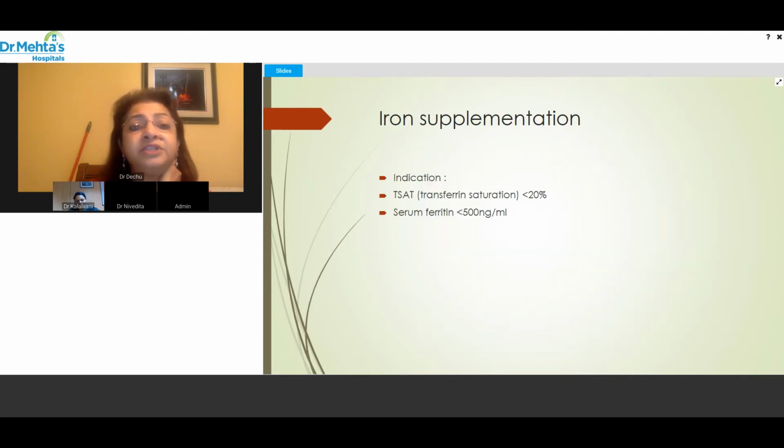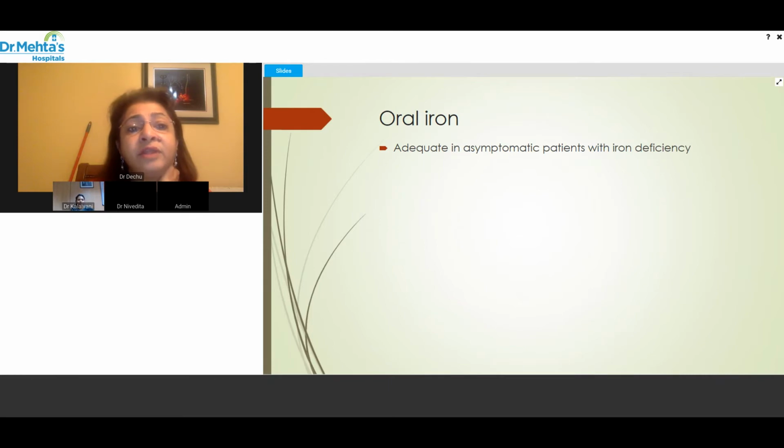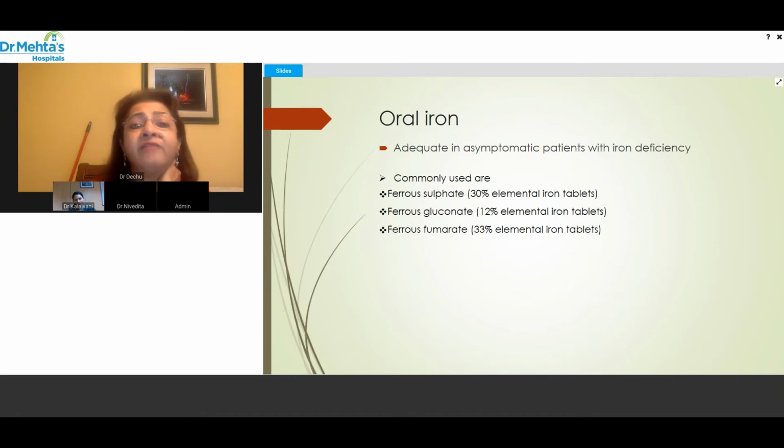Iron supplementation is very important. The KDOQI guidelines tell us that you are iron deficient if your T-sats are less than 20% and your serum ferritin is less than 500. You can replete iron with either oral iron or IV iron. So oral iron is adequate in asymptomatic patients with just iron deficiency. When I say asymptomatic, it means that they have very mild anemia, or they are not anemic, but they are iron deficient, and so therefore will become anemic if you don't treat them with iron.